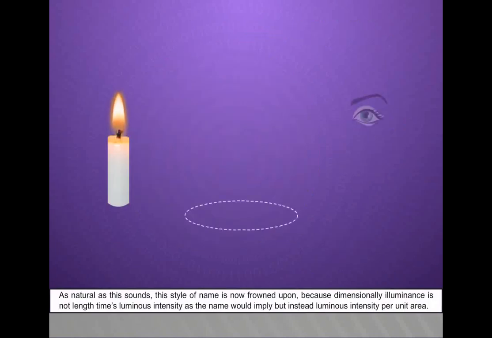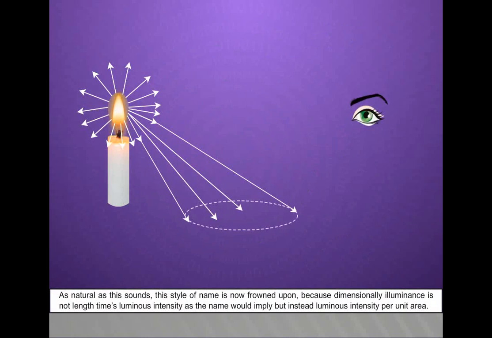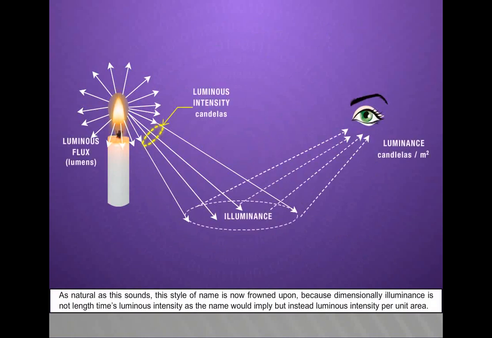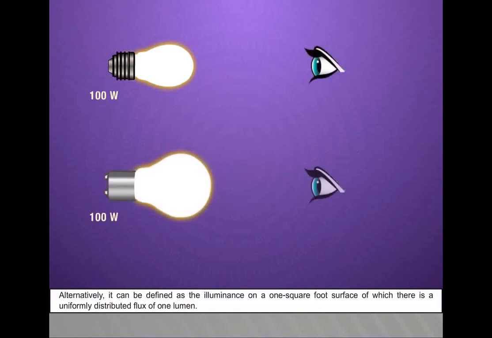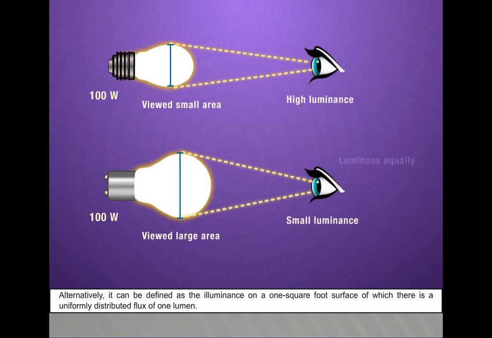As natural as this sounds, this style of name is now frowned upon because dimensionally illuminance is not length times luminous intensity as the name would imply, but instead luminous intensity per unit area. The unit is defined as the amount of illumination the inside surface of a 1 foot radius sphere would be receiving if there were a uniform point source of one candela in the exact center of the sphere. Alternatively, it can be defined as the illuminance on a 1 square foot surface of which there is a uniform distributed flux of 1 lumen.